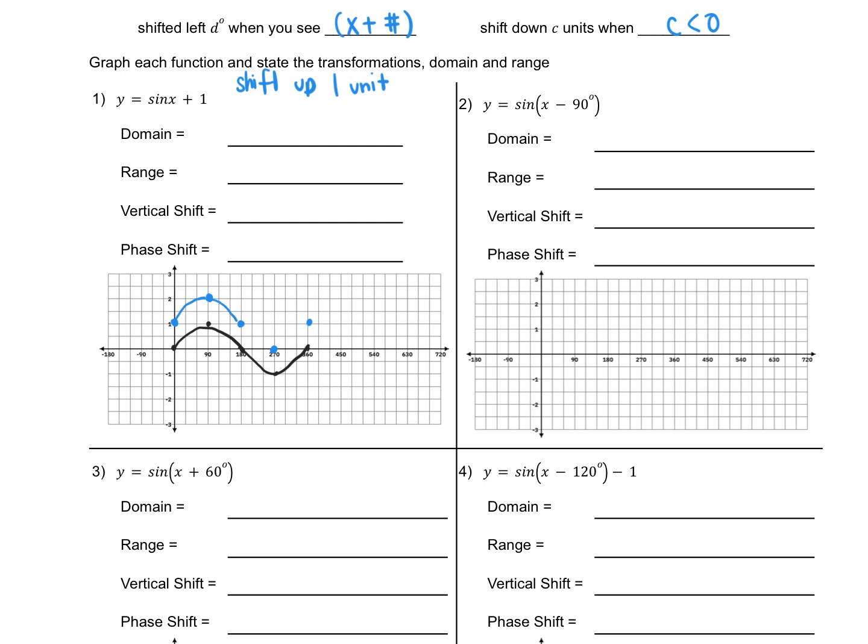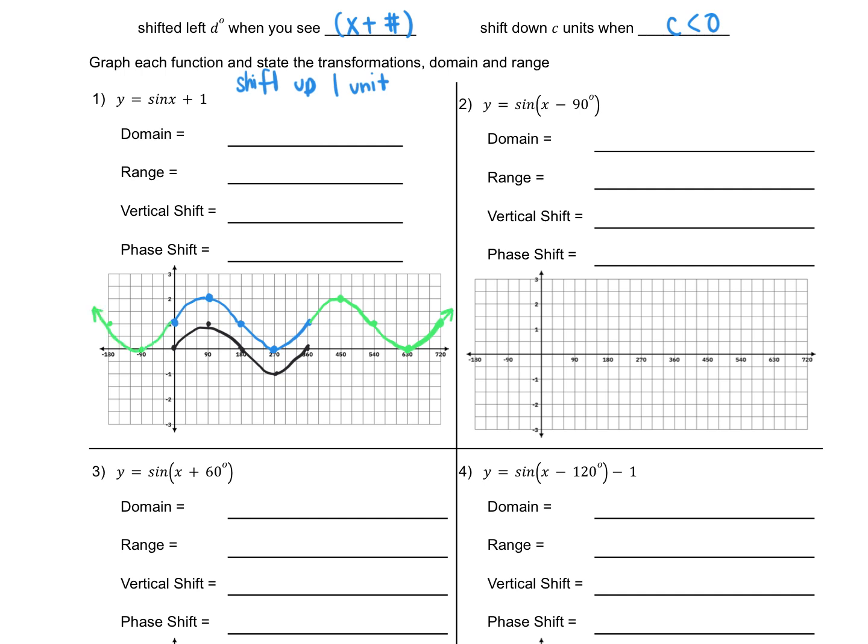There's my cycle. Now I can continue this pattern. I know every key point occurs 90 degrees apart, so I'm going to put the next key point at a maximum 90 degrees later, then at the midline, then at the new minimum, and the new midline. So there's another copy-paste of the function, or of the cycle, and I did it to the left as well.